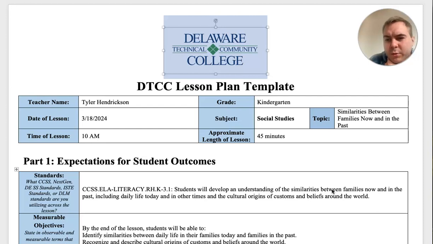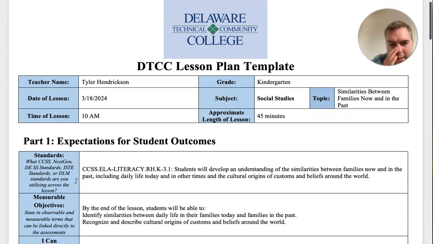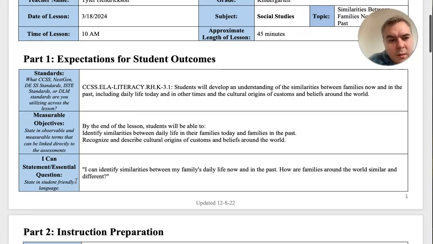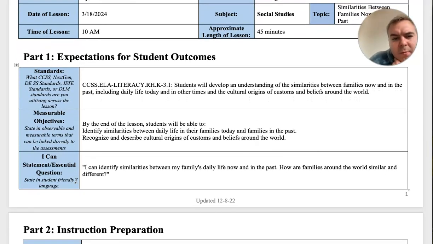The subject is social studies, and the topic is similarities between families now and in the past. I'll be doing this lesson tomorrow at 10 a.m. The Common Core standard that it'll be focusing on is CCSS Elementary School Literacy, RH.K.3.